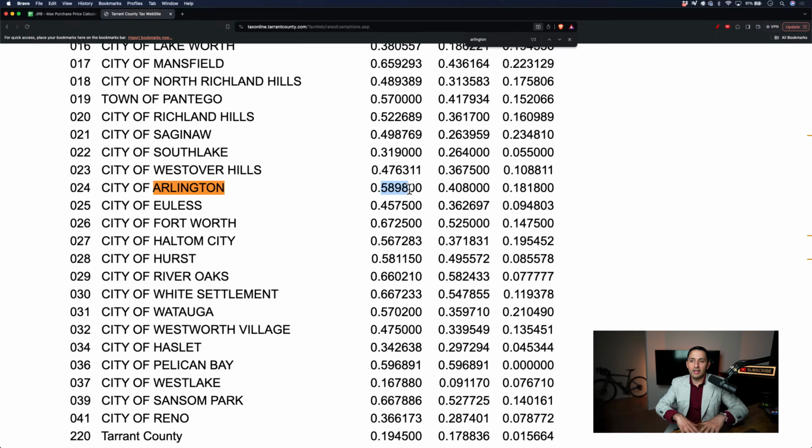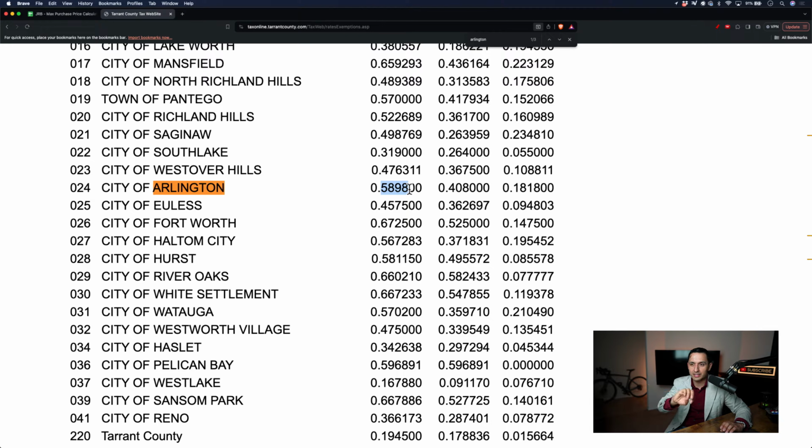0.5898. Now, if you did not know the other elements that add up to the property tax rate, you would think, okay, 0.5898% isn't bad. Well, you would be missing about 75% of the rest of the taxes that you're going to be paying, because you're not just paying the city tax. You're paying the county tax, you're paying the ISD tax, you're paying the hospital tax.